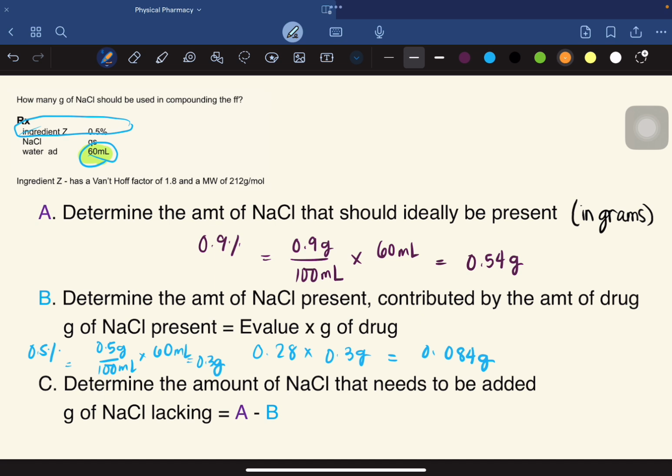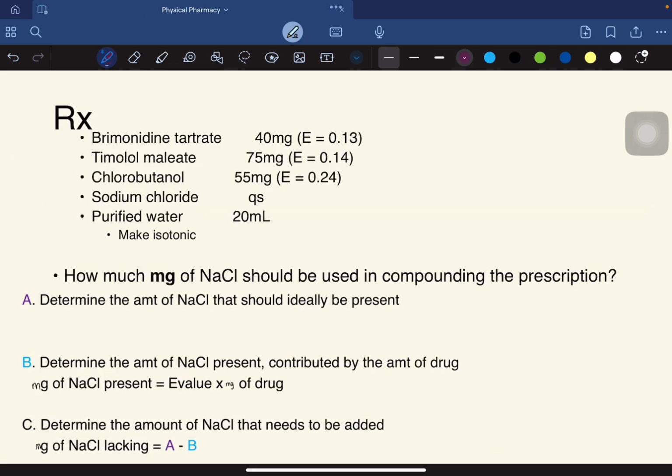So the next step would be to determine the amount of sodium chloride that needs to be added. For this it is very simple. We will have to subtract the answer we got from A, which is 0.54 grams, minus the answer that we got from B, which is 0.084 grams. If we compute this, the answer would be 0.456 grams. So this is now the final answer. How many grams of sodium chloride should be used in compounding the following? It would be 0.456 grams.